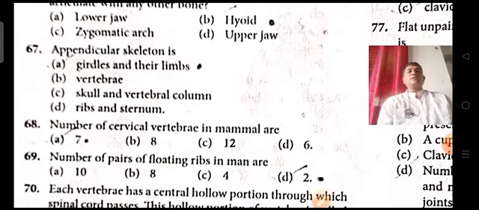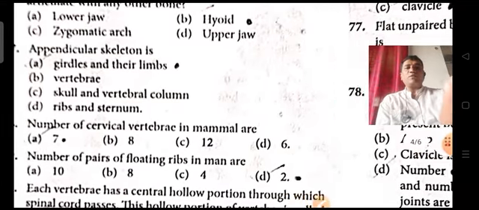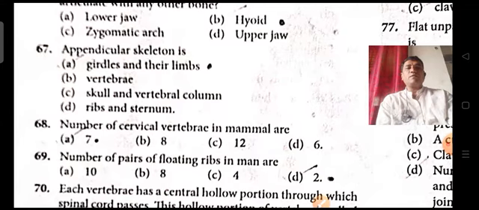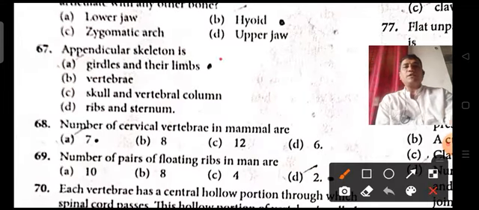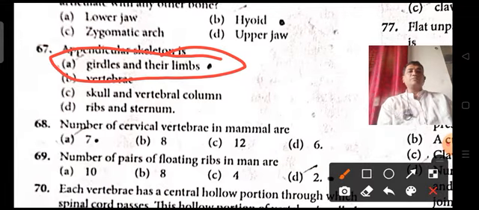Next, appendicular skeleton. Appendicular means the supporting skeleton. It is generally the shoulders and hind limbs attached to the pelvic girdle and pectoral girdle. So the answer for appendicular skeleton is girdles and their limbs.